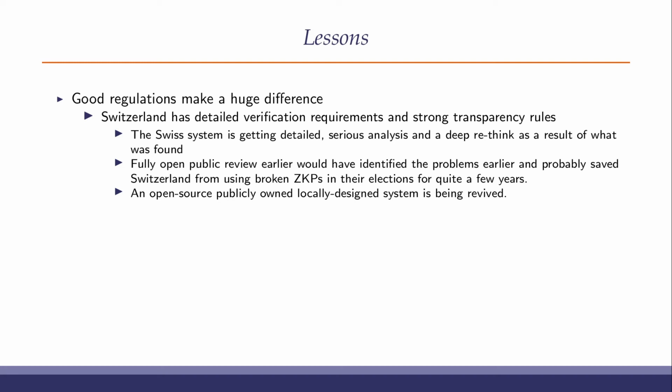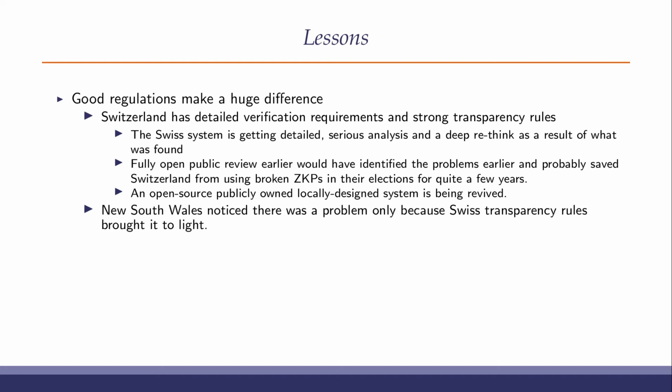I note that, for example, an open source, publicly owned, locally designed system from the Bern University of Applied Sciences is being revived, which I think is a really good thing. So the contrasting story in New South Wales with otherwise very similar software is pretty stark. So New South Wales noticed there was a problem only because the Swiss transparency rules brought it to light, and they coincidentally happened to have bought the same broken thing from the same company.